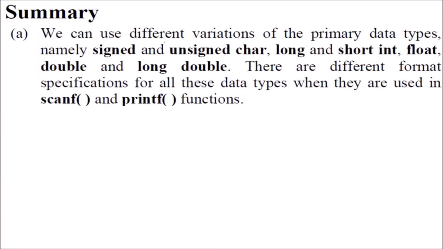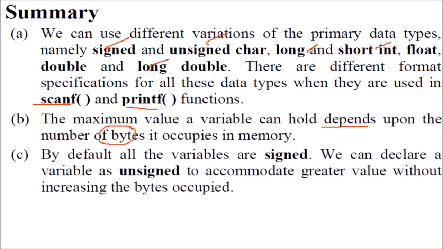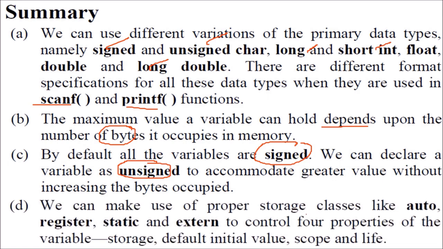So let us summarize. We can use different variations of primary data types: signed, unsigned, long, short, float, double, long double. They have different format specifications to print in scanf and printf. The maximum value a variable can hold depends upon the number of bytes it occupies in memory. By default, all the variables are signed. You have to specifically give unsigned if you want to increase the range. We can use various storage classes like auto, register, static, extern, and they are all governed by 4 properties: storage, default initial value, scope, and life.